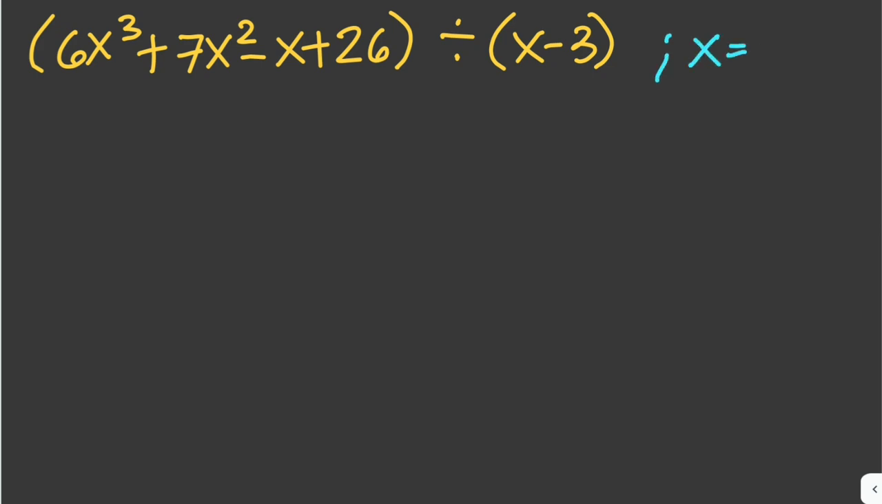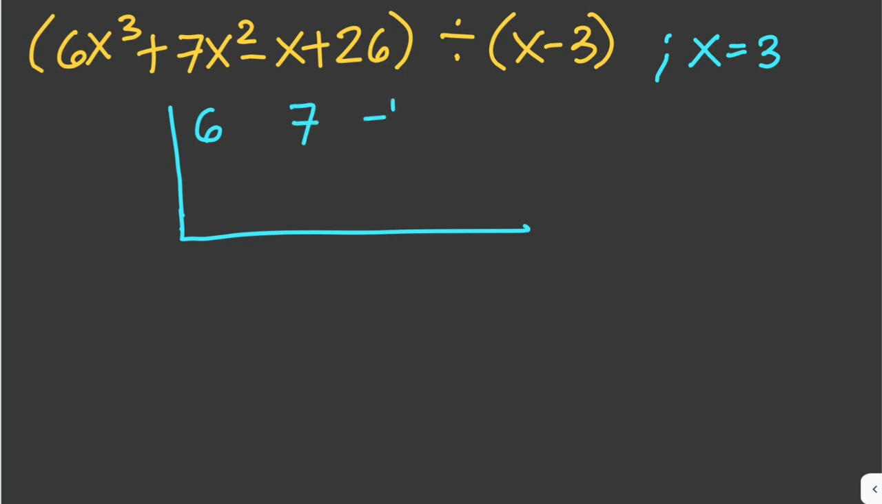So our zero is 3, and then we get the coefficients of the polynomial. So we have 6, 7, -1, and 26. In this case, there are no missing terms, so we don't have to fill in missing terms with 0 coefficients, just like what we did in dividing polynomials using long division. And then our zero is 3.